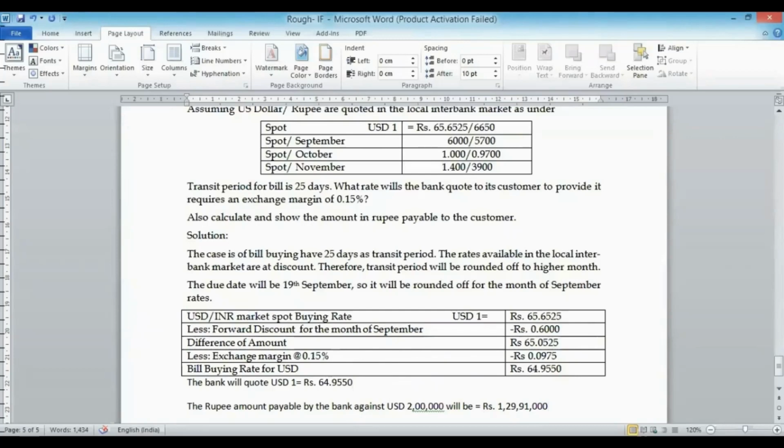I hope this is clear to everybody. There is no doubt, I think. So thank you everybody for patiently listening about the calculation of bill buying rate. One numerical we have taken up, and very soon in the next video we will take up more practical aspects to understand how more complicated bill buying rates have to be calculated. Thank you.